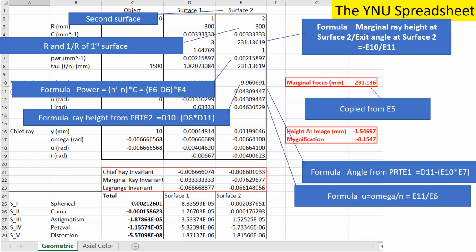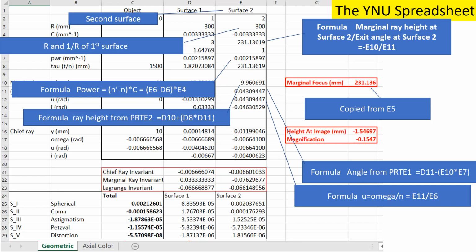In 22 weeks of course, we had a lot to it. I have the various invariants calculated down here and the aberrations, both geometrical and chromatic. And over the next few videos, I'll go through that a little bit. I strongly recommend that you make a YNU spreadsheet. Either use Excel or you can use MATLAB, which works nicely. You can do your own programming in Python or Java.